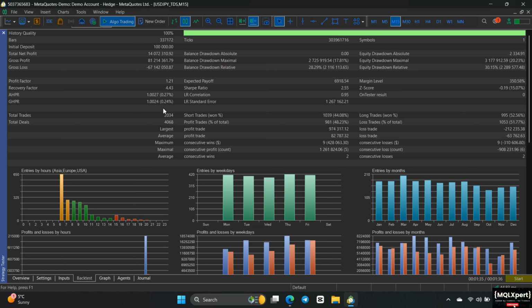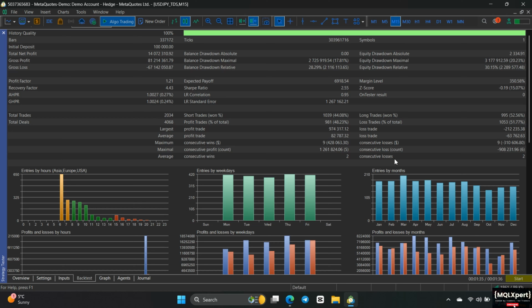which is very good. You can see that for short trades we have a 44% win rate, and for long trades we have a 52% win rate. You can see that we had a total of 2,000 trades, so it's on a large sample. This isn't just on, say, 20 trades. This is a very large sample which proves profitability.